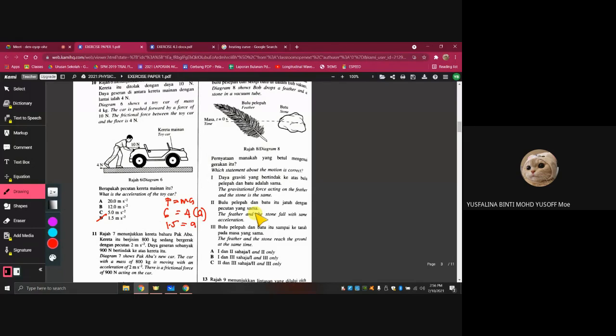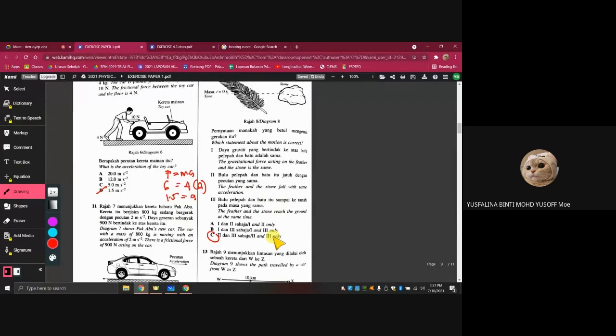Since here diagram 8 shows Bob drops a feather and a stone in the vacuum tube. Vacuum tube means no air resistance. No air resistance means the objects will fall at the same time. So what's the answer here? C. Okay, number 2 and number 3. Remember the acceleration is the same, 9.81, and they will also reach the ground at the same time.